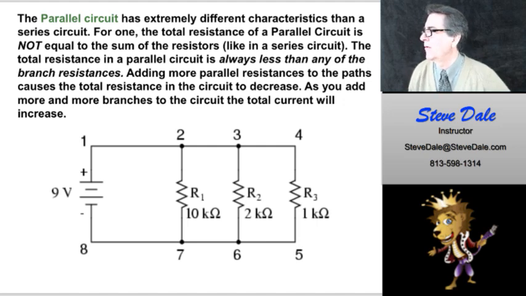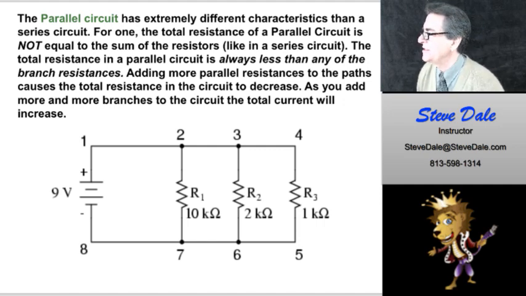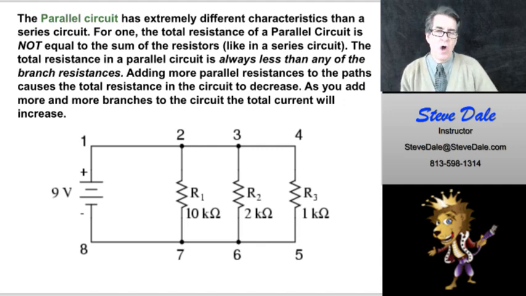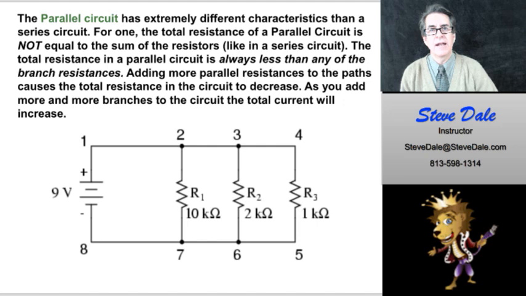However, in a parallel circuit, it's different. The total resistance in a parallel circuit is always less than any of the branch resistances. So, if you've got 3 resistors in a parallel circuit, and you've got one that's 1 ohm, 2 ohms, 3 ohms, you know that the resistance of that circuit, measured from the power source, is going to be at least less than the 1 ohm. Okay, and a lot of times you can answer the question when they ask you about parallel circuits and what the resistance is.